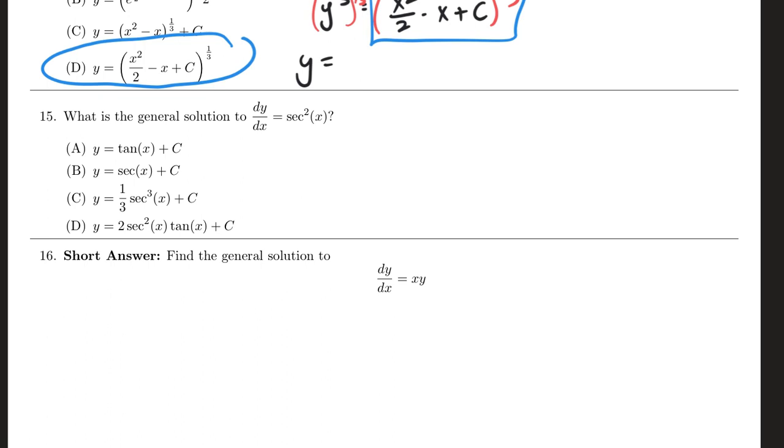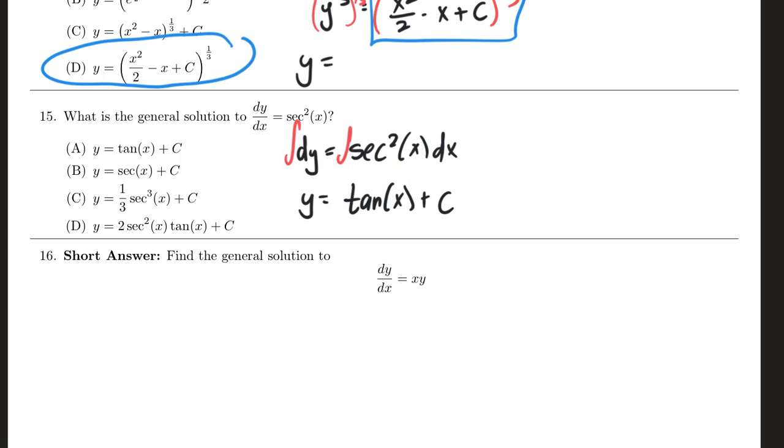All right, 15 is another one. There's no y on the right, so I just have to multiply both sides by dx and take our integrals. So we're going to get y equals, what is the antiderivative of secant squared? This looks like a really hard one, but it's just one of the derivatives we have to have memorized. If I take the derivative of tangent, I get secant squared. So this one's just going to be a.